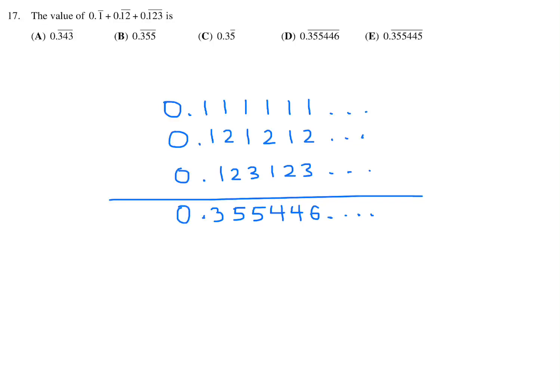All right, which answer choice matches this? 3, 5, 5, 4, 4, 6. This one right here. Correct? Because I just wrote the first 6 digits after the decimal point. This will obviously continue because the pattern is the same. So 17, the answer is D.